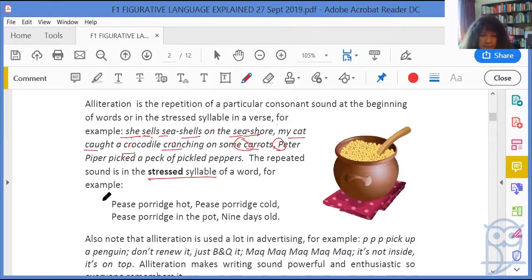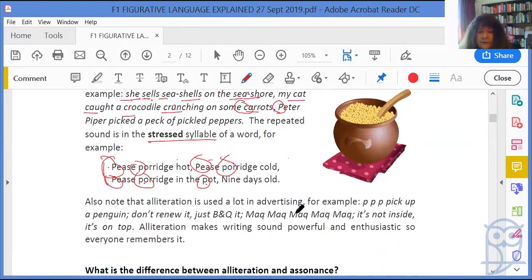Look at this child's little nursery rhyme. You may have heard it many years ago when you were young and innocent. Peas porridge hot, peas porridge cold. Peas porridge in the pot 9 days old. If you were asked what is the alliteration there, the P, pot, porridge, peas. Peas porridge hot, peas porridge cold. Peas porridge in the pot 9 days old. So there's your alliteration with that P sound.